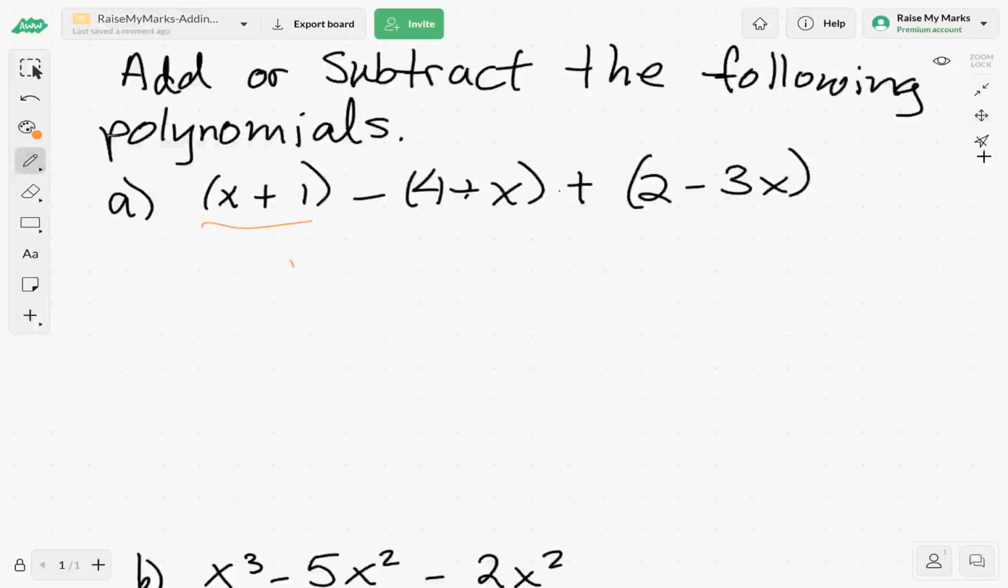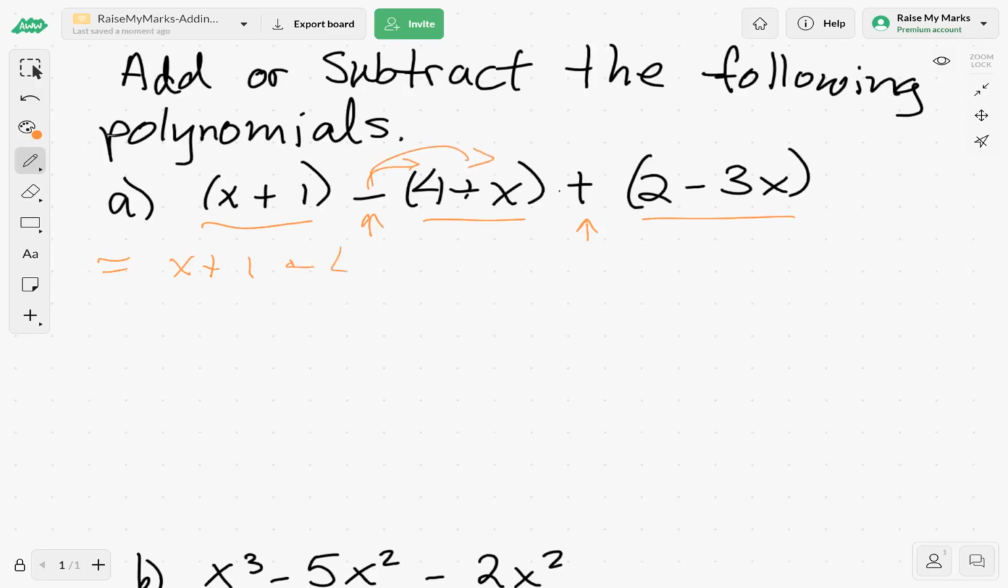x plus 1, 4 plus x, and 2 minus 3. And the first two we're asked to subtract, and then after that, we're asked to add. So let's just use BEDMAS and go from left to right. The first step is usually to do whatever's inside the brackets and go from there. So we have x plus 1, and we have negative or minus 1 times 4 plus x. So let's multiply that negative 1 into the bracket.